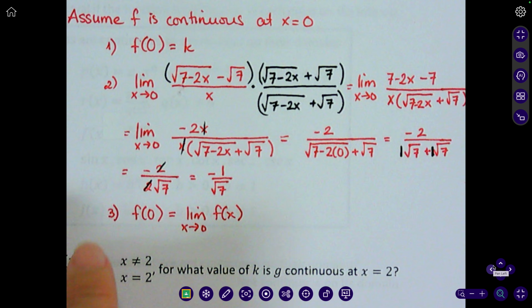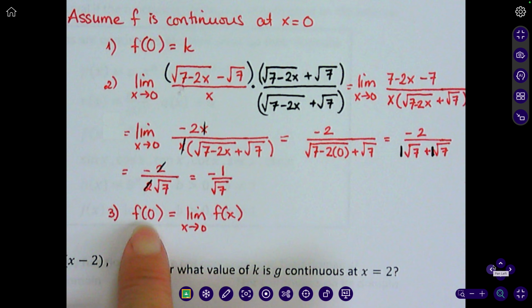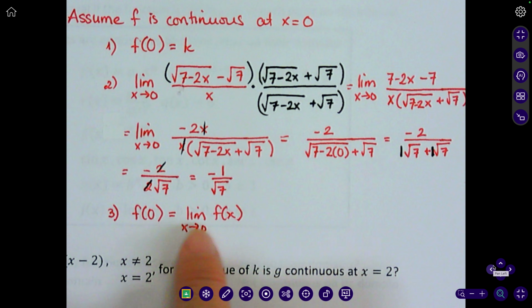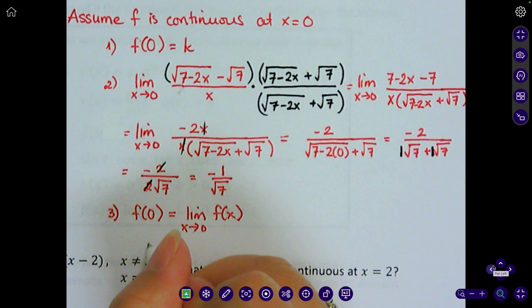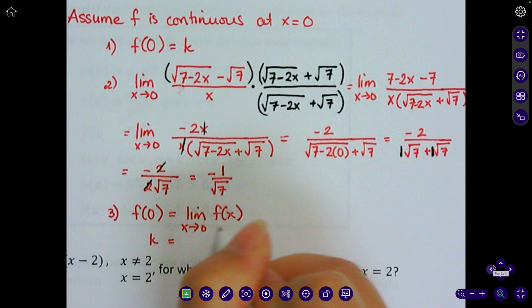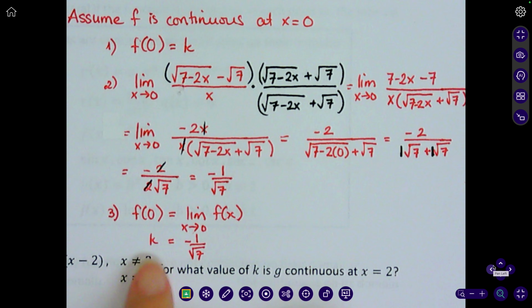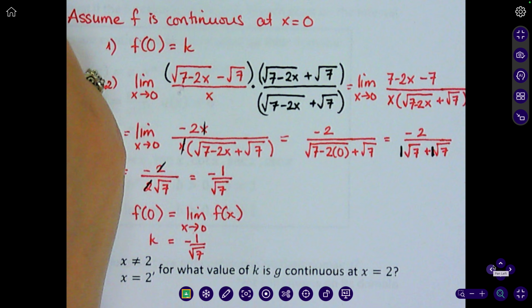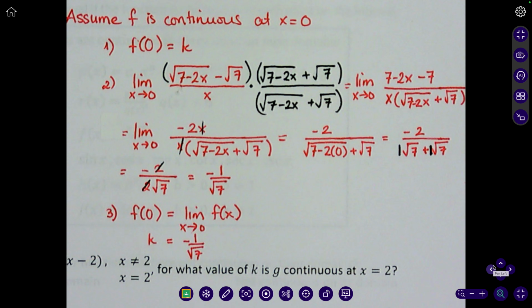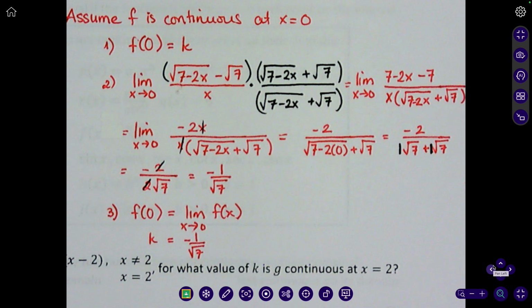The last step is that the y value of your point has to be equal to the y value of the limit. Well, the y value of your point is k. The y value of the limit is -1 over the square root of 7. So that's what your k is. So the answer is that one right there. It's A. The answer is A.